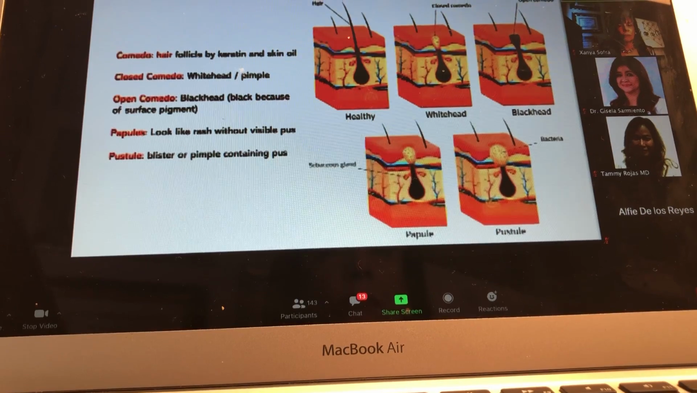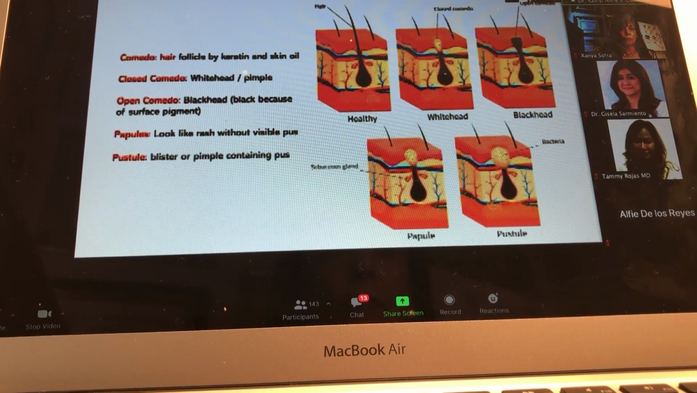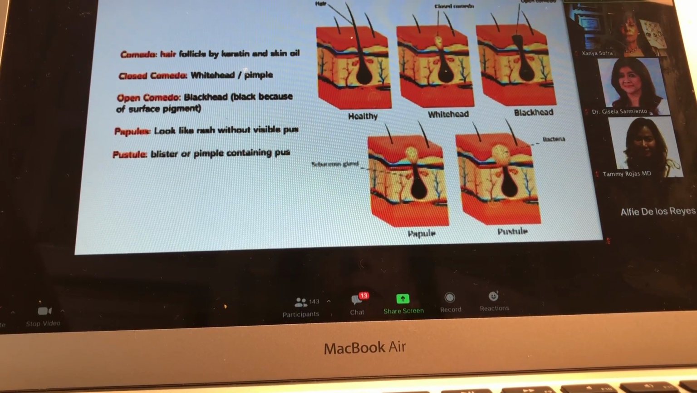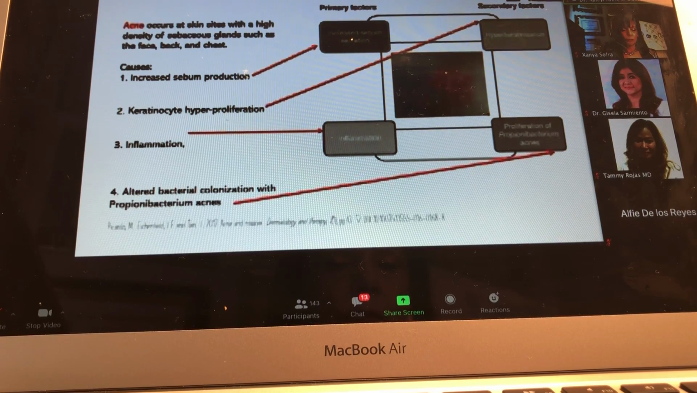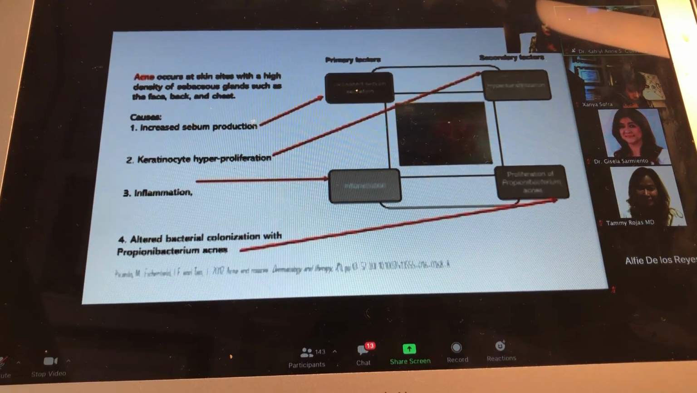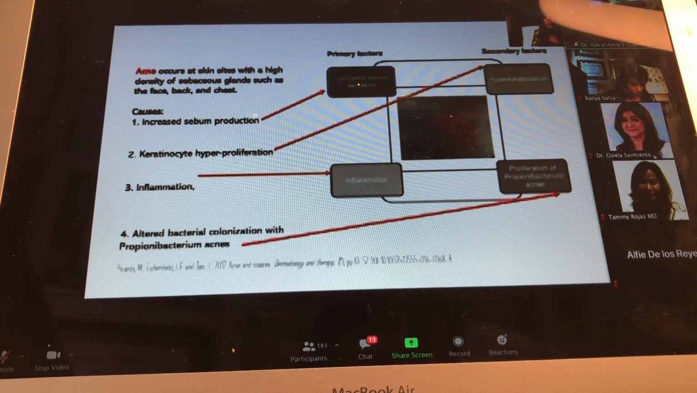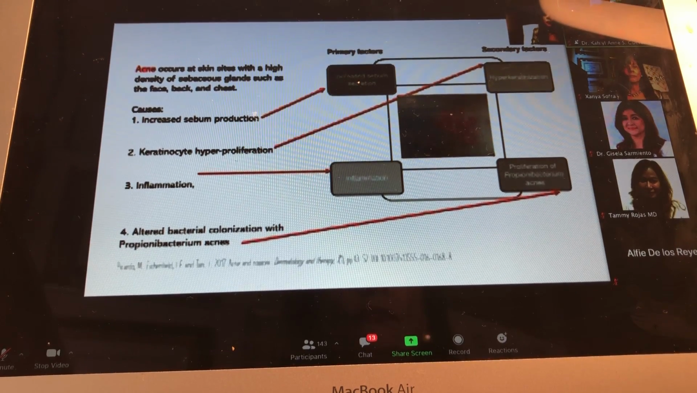A comedo is a hair follicle plugged by keratin and skin oil mixed together. Whiteheads and pimples are the closed comedos, and open comedos are the blackheads. Acne occurs at skin sites of high density of sebaceous glands, such as the face, back, and chest. There is increased sebum production and keratinocyte hyperproliferation.